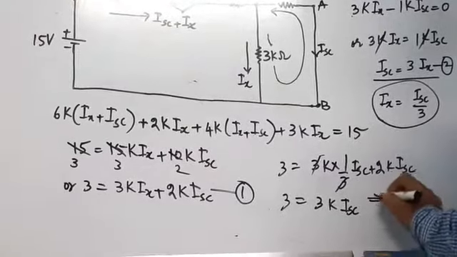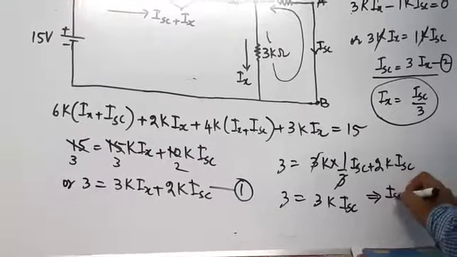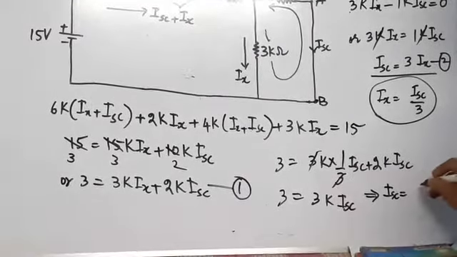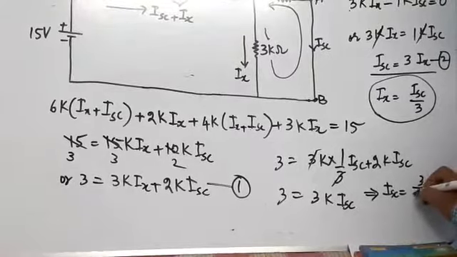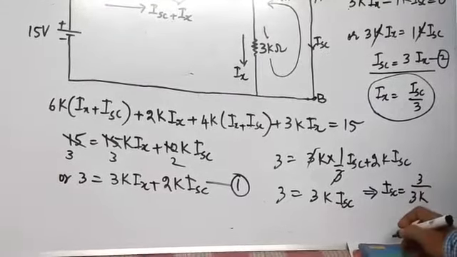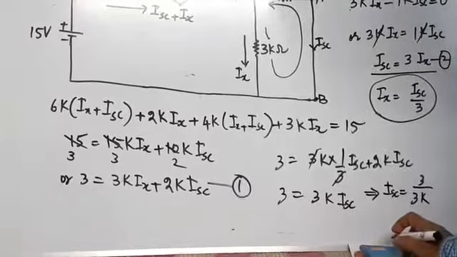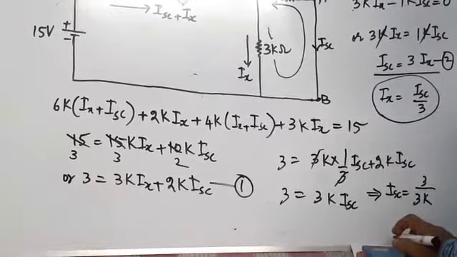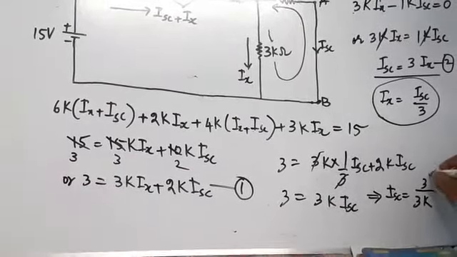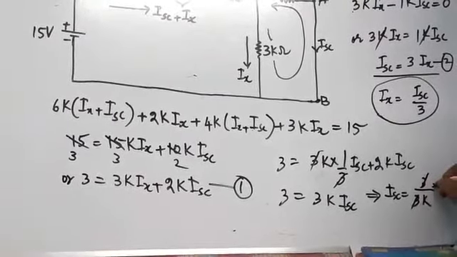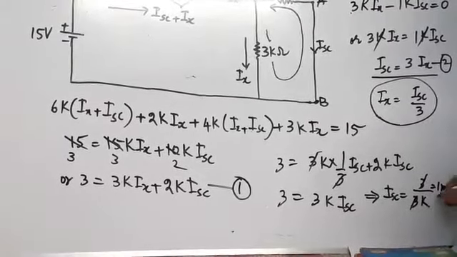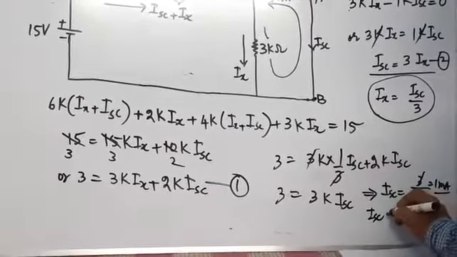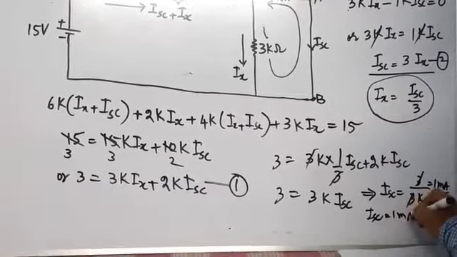So that means Isc is equal to how much? 3 by 3 kilo. So 3 by 3 kilo means 3 cancels. 1 kilo means 1 milliampere. That means short circuit current is equal to 1 milliampere.